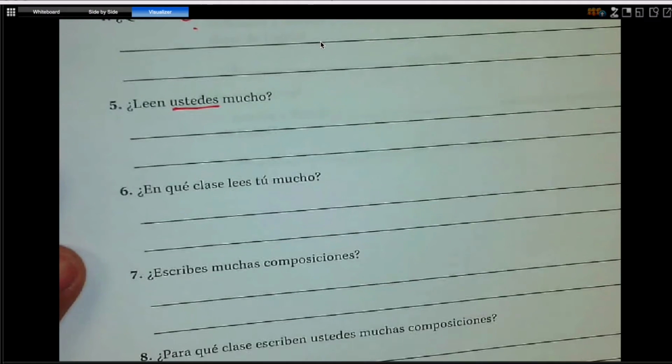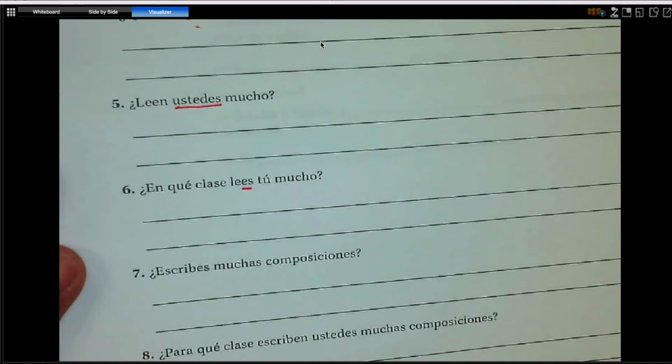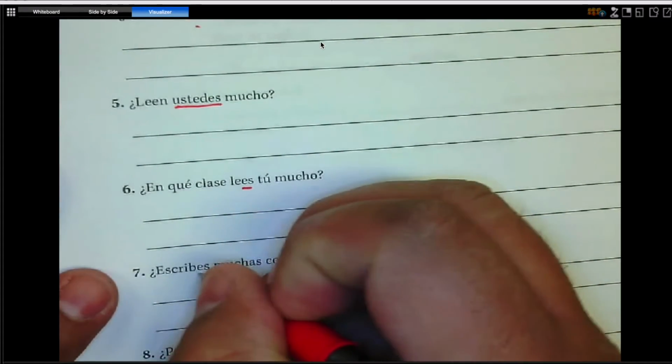Number 6, in what class do you read a lot? So you want to say, I read a lot in whatever class. 7, do you write many compositions? Yes, we write, or I write a lot of many compositions. Right? So I'm asking you, so you respond with a yo.